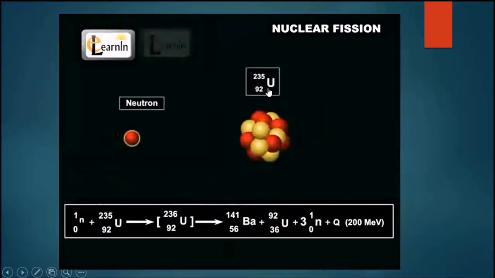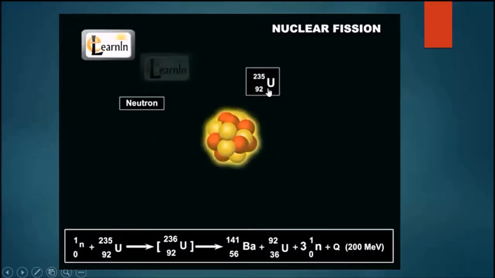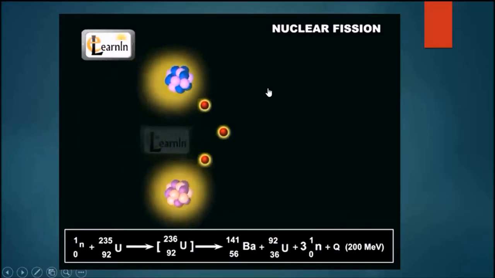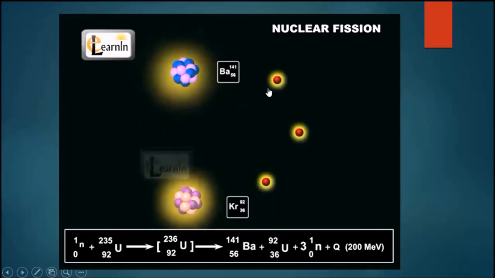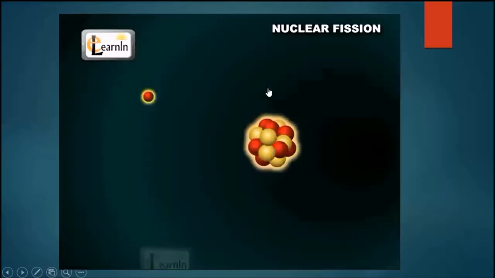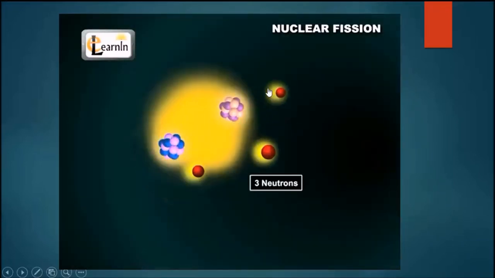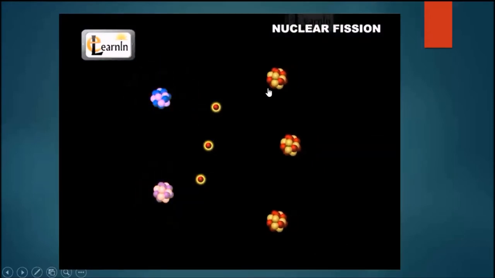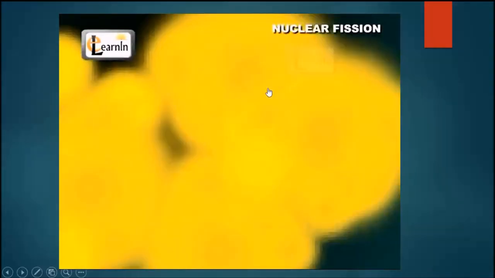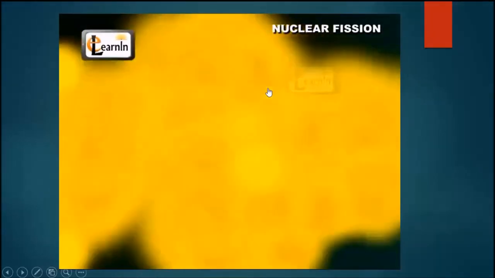So as you can see from the equation, one neutron combines with uranium-235, forming an unstable compound nucleus, uranium-236. This unstable nucleus splits into two stable nuclei, barium-141 and krypton-92. In addition to these two nuclei, three neutrons are also emitted, as well as a high amount of energy, denoted in the equation by Q. Since uranium-236 emits three neutrons in the reaction, these neutrons can be absorbed by other uranium-235 nuclei, resulting in a chain reaction. This leads to exponentially high amounts of energy being released by a single reaction.